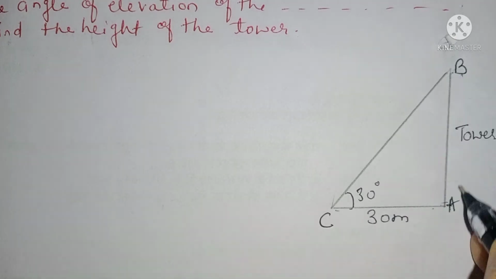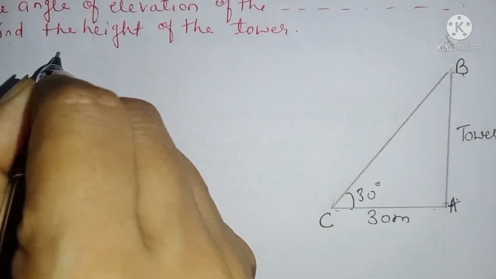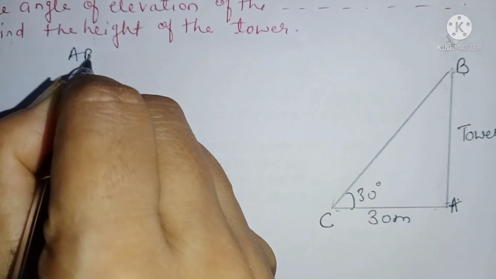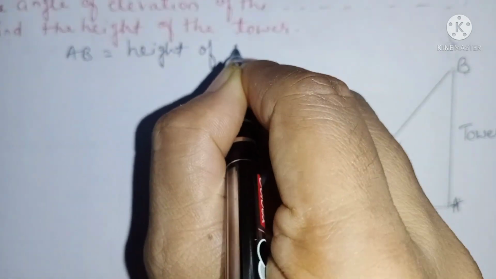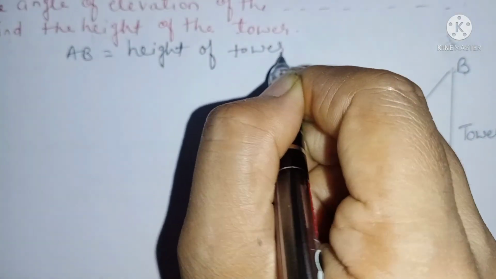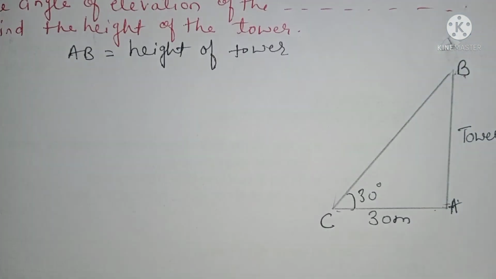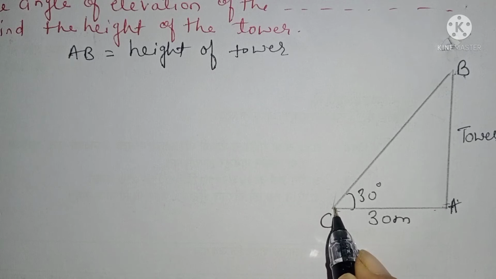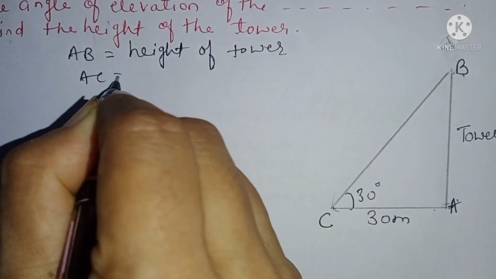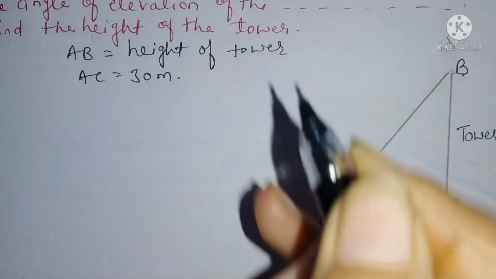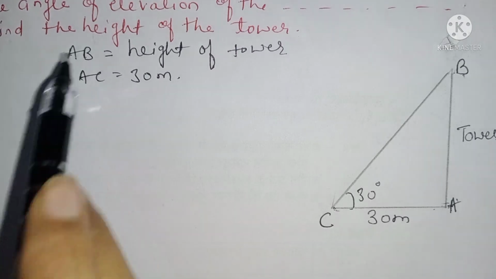We need to find the height of the tower which is AB. AB is the question mark. In this question AB is the height of the tower. You can assume it as H also or you can keep it as it is. Then point C is 30 meter away from the foot of the tower, that is AC. AC is equal to 30 meter. And what we need to find out? We need to find out the height of the tower which is AB.